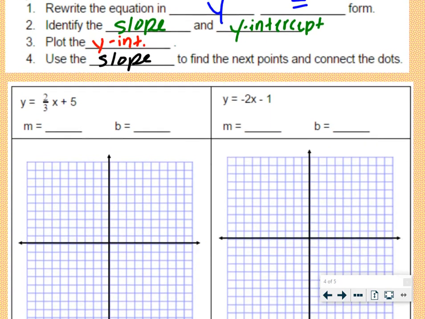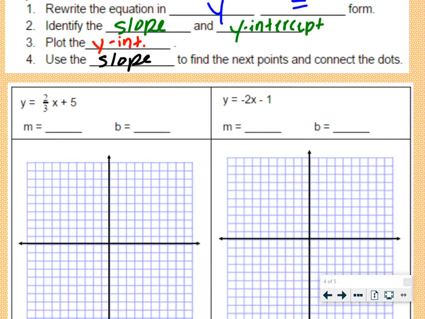So let's practice. The first example, y equals 2/3 x plus 5. It's in y equals form, so step 1 is done. Step 2, identify your slope and y-intercept. Identify your m and your b. So our m is 2/3. Our b is 5. Did step 2. Step 3, plot the y-intercept.